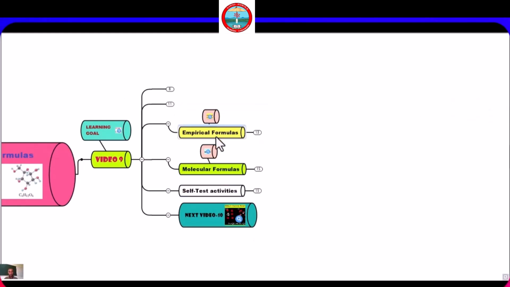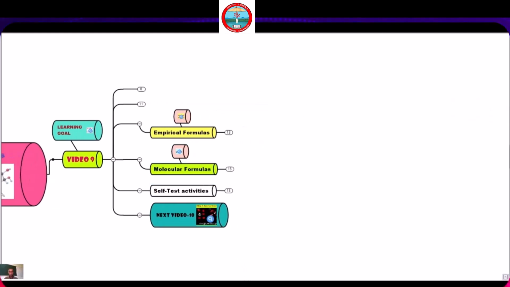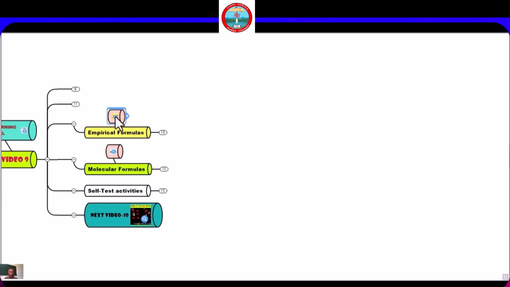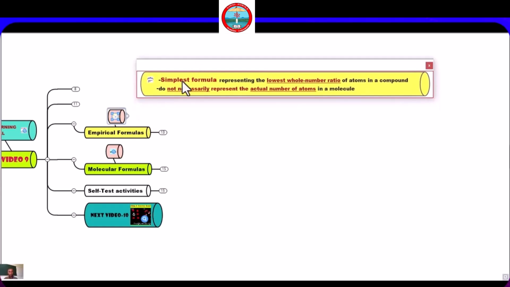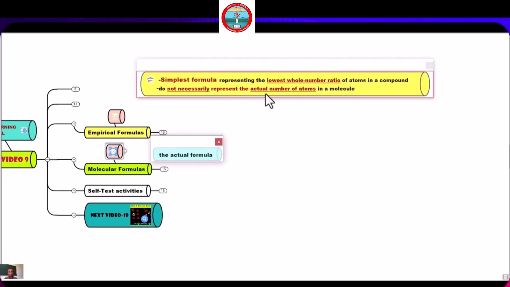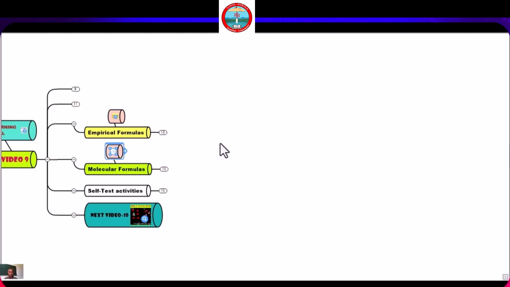Another is determining empirical formula. To determine empirical formula, what is empirical formula? Empirical formula is the simplest formula representing the lowest whole number ratio of atoms in a compound. It does not necessarily represent the actual number of atoms in a given molecule, but the molecular mass. The molecular formula is the actual formula, and it represents the actual number of atoms in a given compound. And how can we calculate or determine empirical formula?